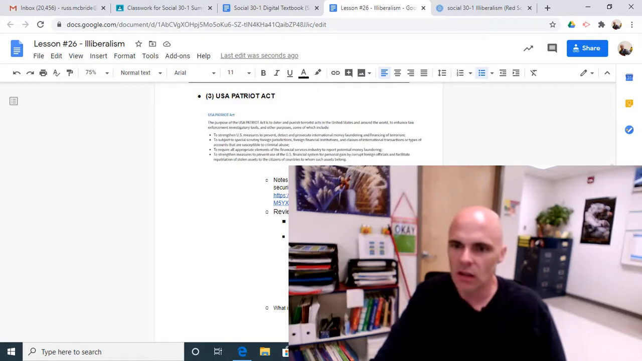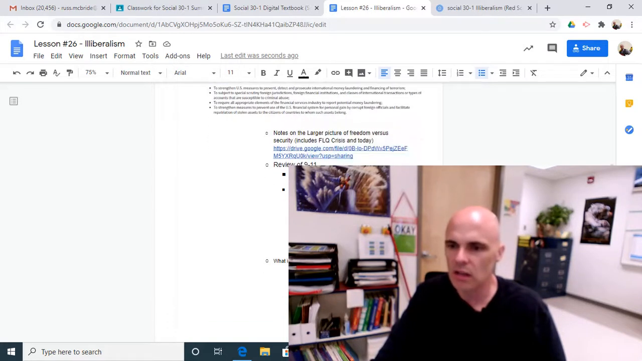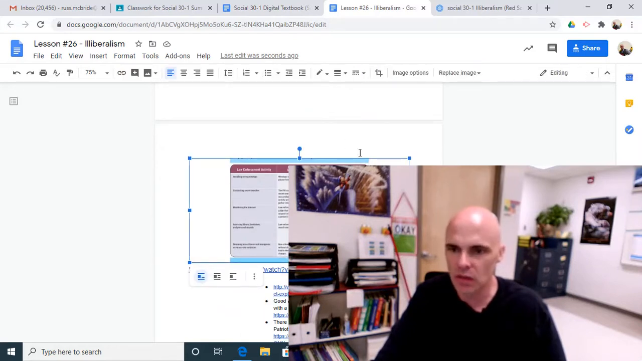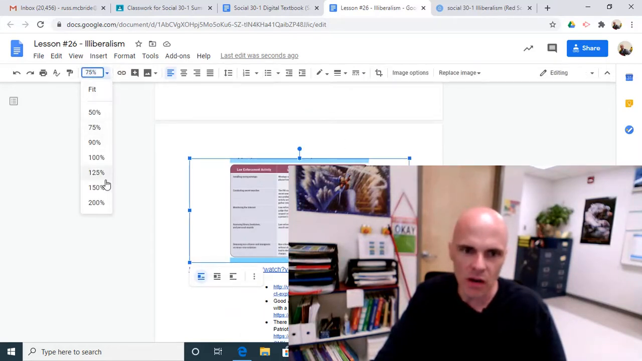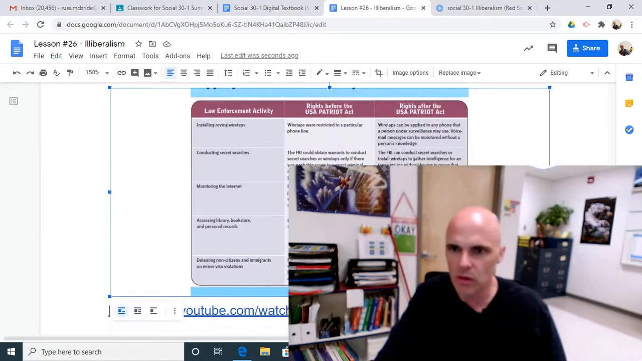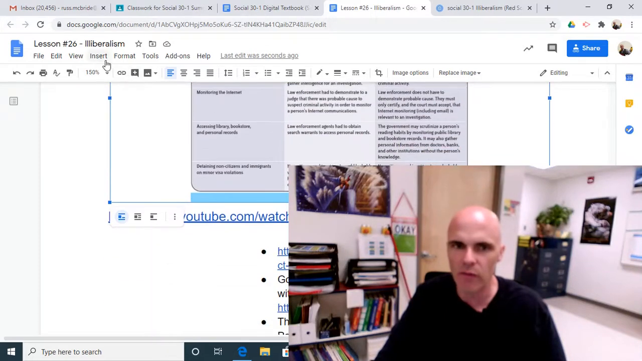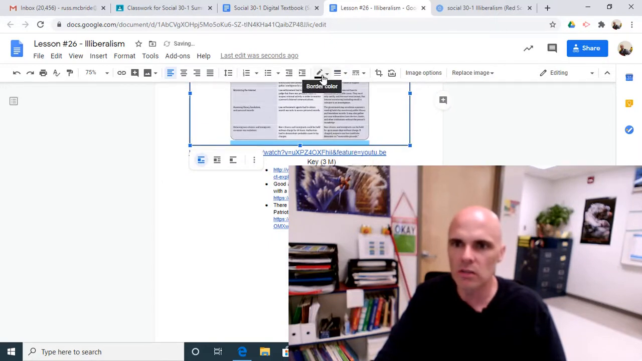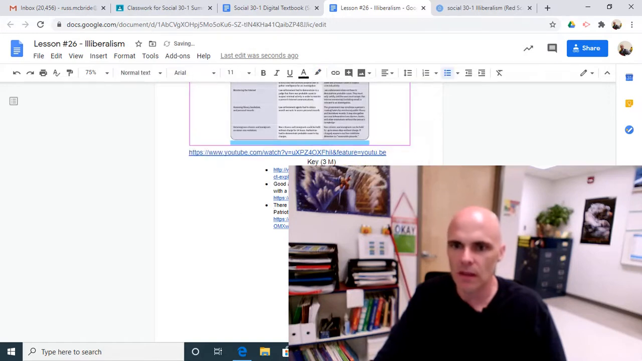We have a Prezi or a document that compares the FLQ crisis with the crisis in America in your lifetime. We have this idea of the related war against terrorism and how U.S. foreign policy may or may not actually be creating some of the opposition against America. If you zoom in here, you can see a great summary of the USA Patriot Act and how it changes the relationship between the citizens and their government. So that is definite key information that we'll want you to know going into your exams.